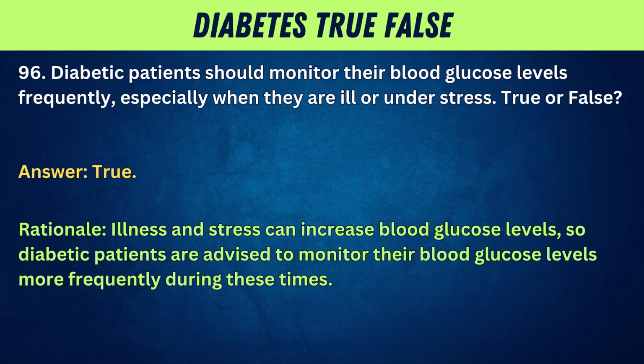96. Diabetic patients should monitor their blood glucose levels frequently, especially when they are ill or under stress. True or false? Answer: true. Rationale: illness and stress can increase blood glucose levels, so diabetic patients are advised to monitor their blood glucose levels more frequently during these times.